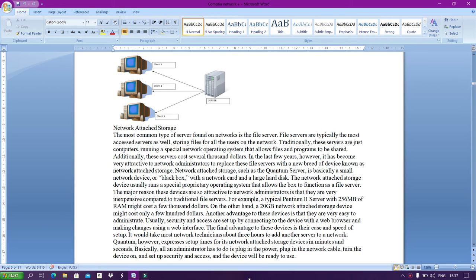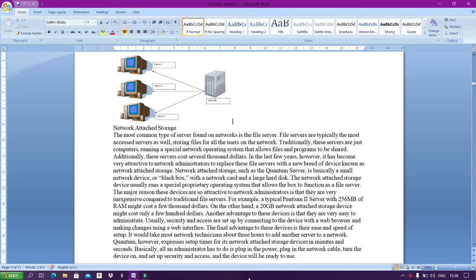Network Plus course. Network attached storage. The most common type of server found on networks is the file server. File servers are typically the most accessed servers of all, storing files for all the users on the network. Traditionally, these servers are just computers running a special network operating system that allows files and programs to be shared. Additionally, these servers cost several $1,000s.